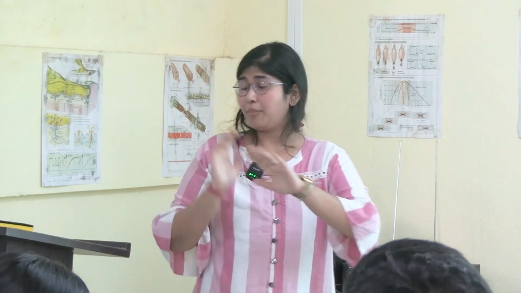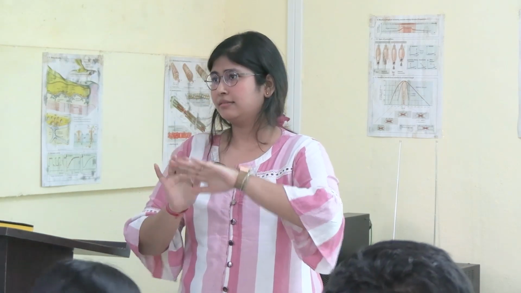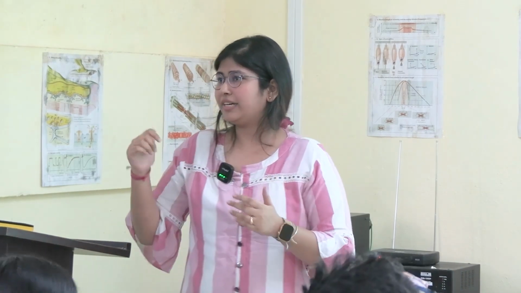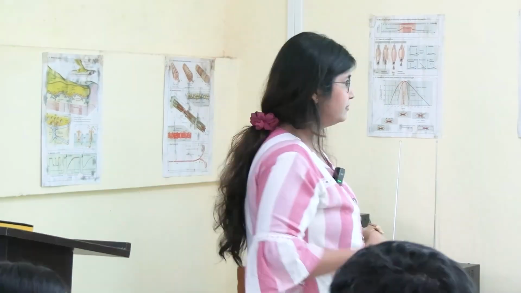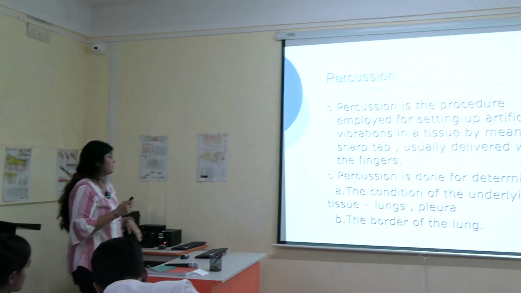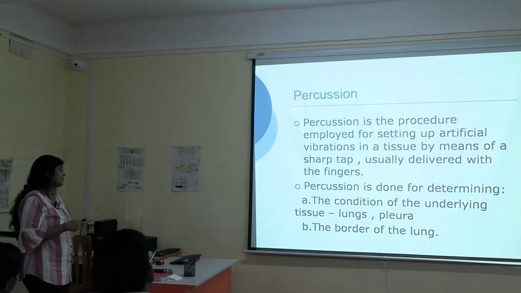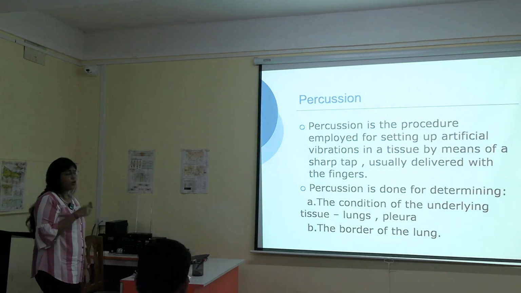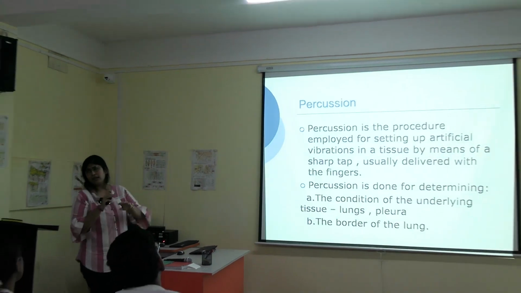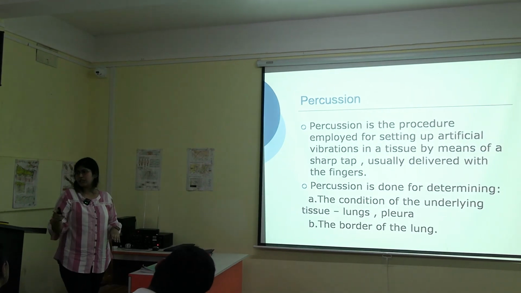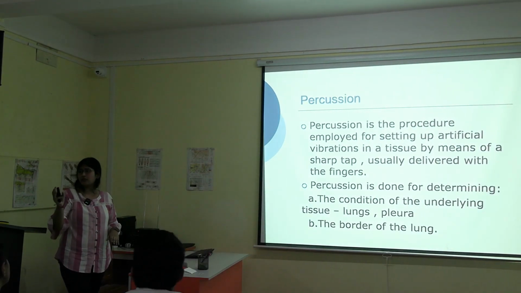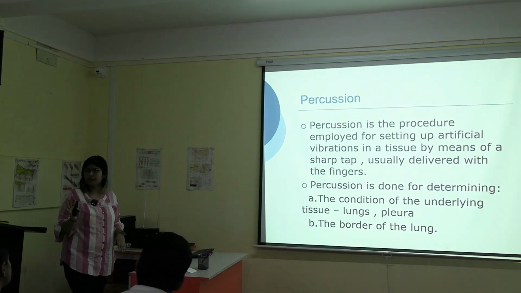Okay? Back also you percuss. Anterior, posterior, lateral. Done? Any doubt? Chalo. Percussion is done to understand the underlying conditions in the lungs, pleura, and the border of the lungs. Okay? Up to the border of the lungs it will remain resonant, not dull. Coming to the sixth intercostal space, you will find dullness. This is because of your liver. Understood? All good? Chalo.